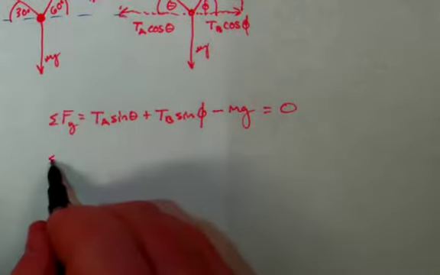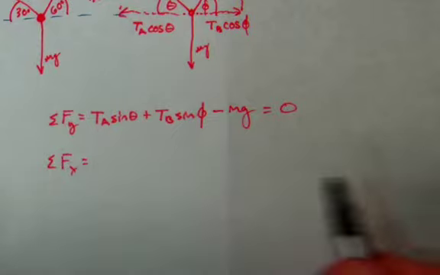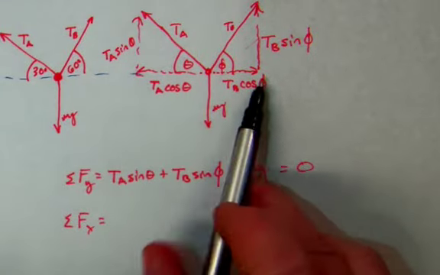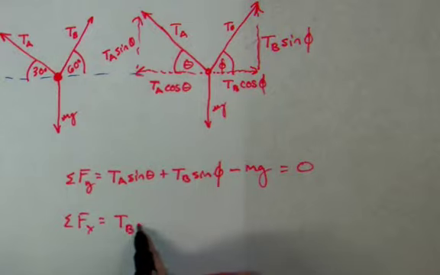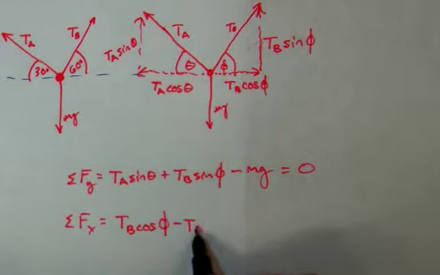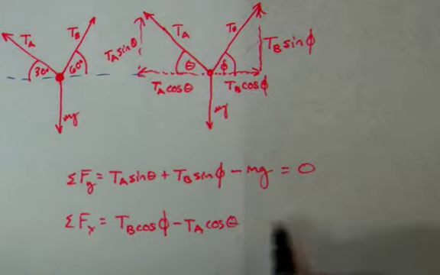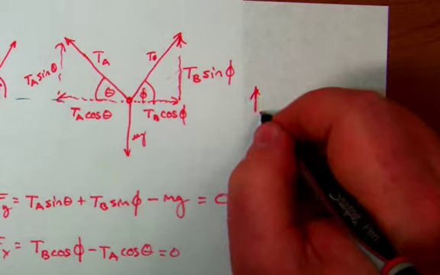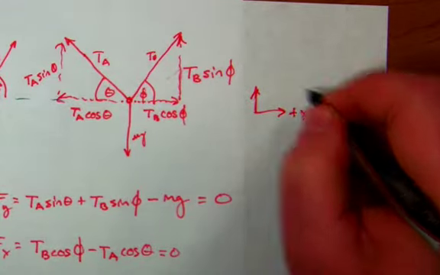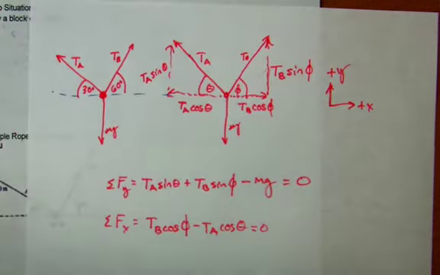Now I could do the same thing for the sum of the forces in the x dimension. Look in the x, I only have 2. TB cosine phi minus TA cosine theta equals 0. And the one thing I forgot to do earlier, which I kind of just took in the default direction, is you want to identify which way you're saying is positive and negative. So there you go.